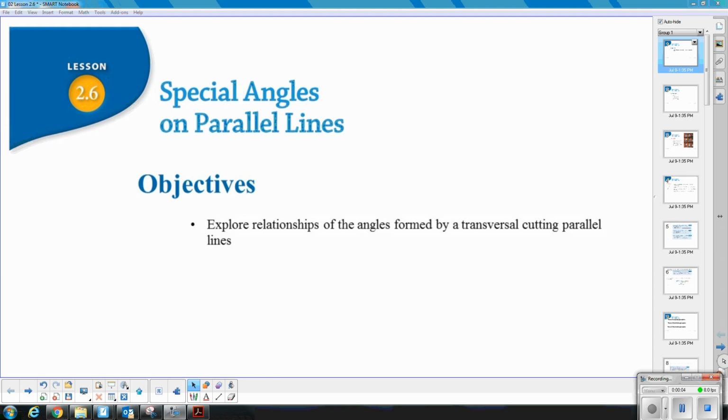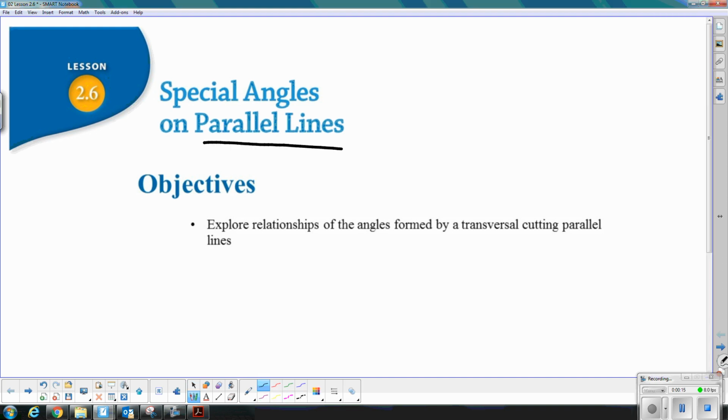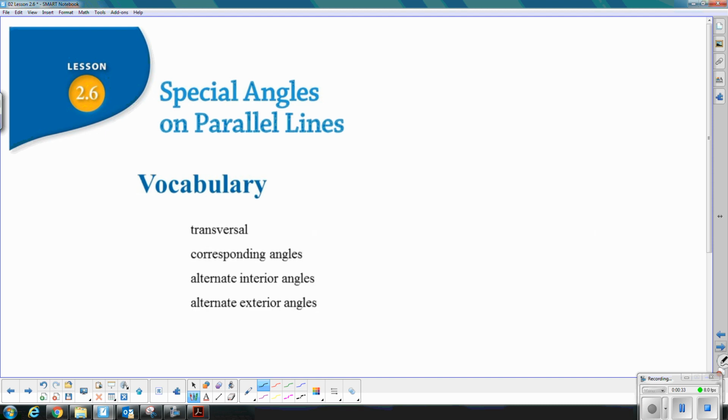This is lesson 2.6 for geometry, and it's about special angles, specifically about parallel lines. In this lesson, we're going to look at the relationships of angles related to parallel lines that are formed by a transversal. And this is a key term that we have this lesson, a transversal. So some key terms that we have, and you'll see those on your note sheet.